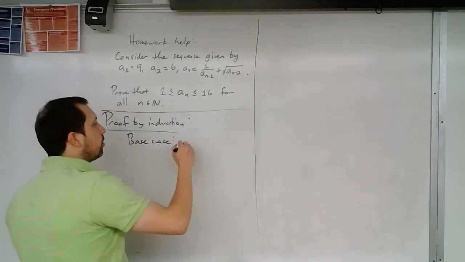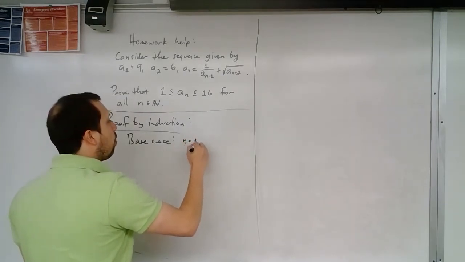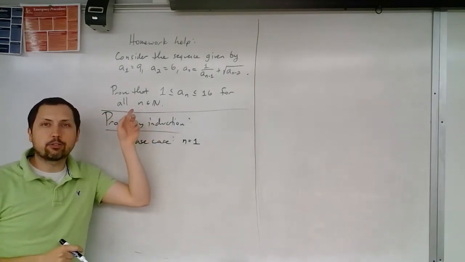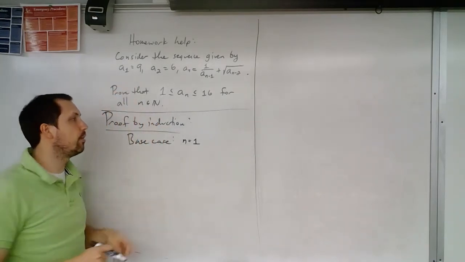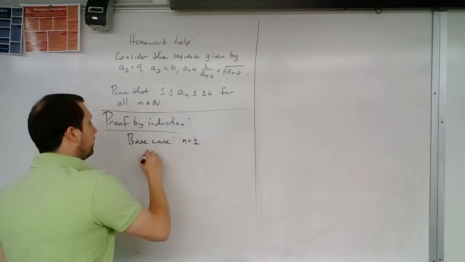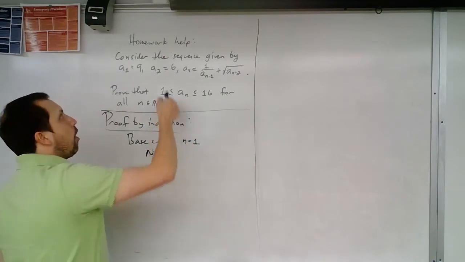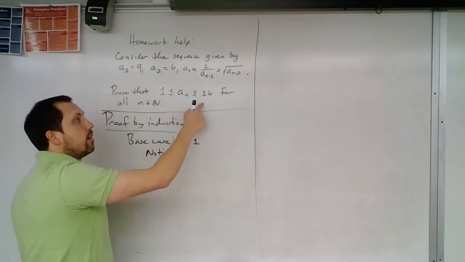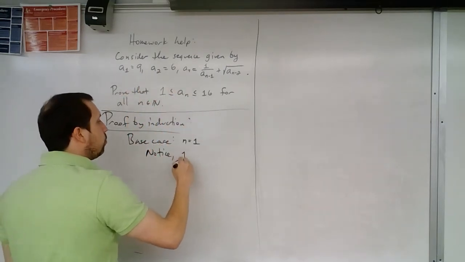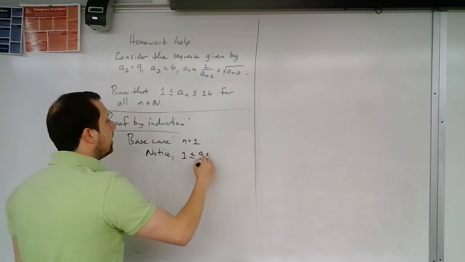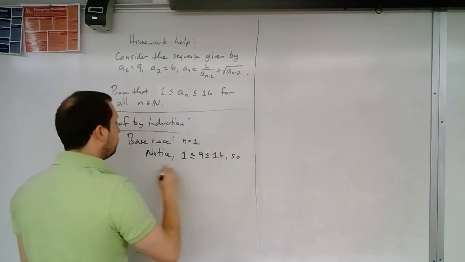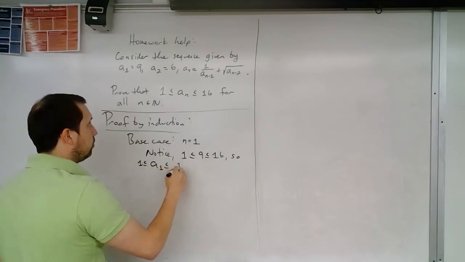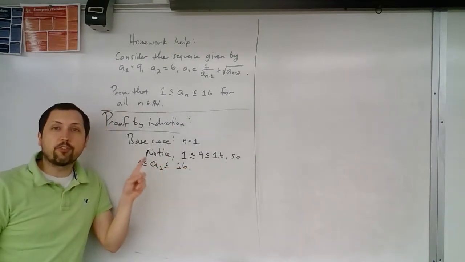So base case, we're going to say let n equal 1. So we have to start with the smallest natural number here, n equals 1. Notice here, is a sub 1 between 1 and 16? Well, yes. So notice 1 is less than or equal to 9, less than or equal to 16. So 1 is less than or equal to a sub 1, which is less than or equal to 16. So that's your first base case.